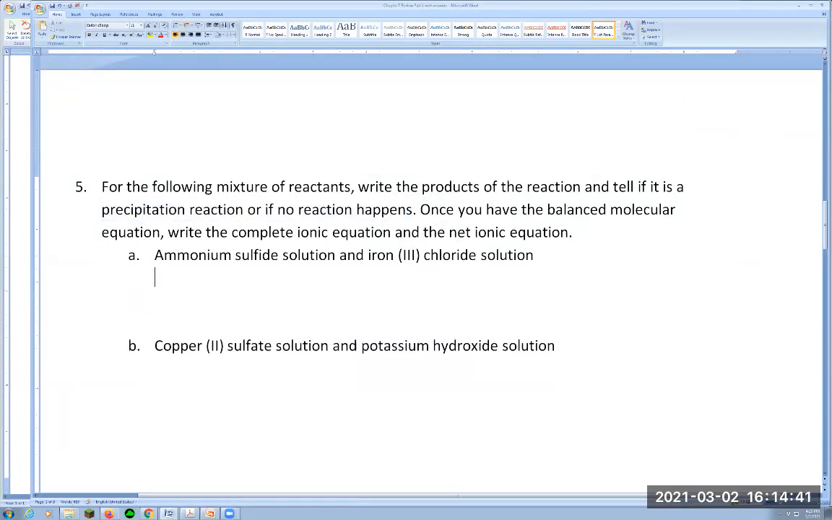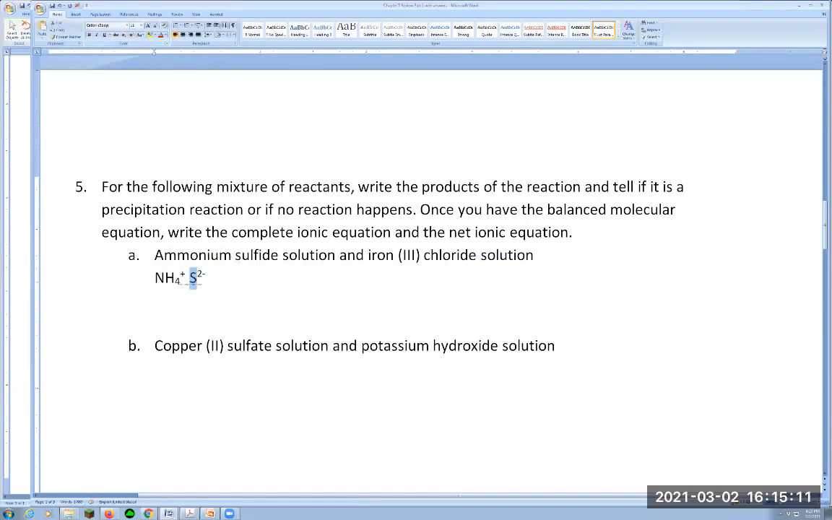So let's start with A: ammonium sulfide solution and iron 3 chloride solution are mixed. So let's find their formulas. Ammonium, we said, is the NH4+ ion. The 4 is a subscript, the plus is a superscript. And then it's mixed with the sulfide. The sulfide is the S2- ion.